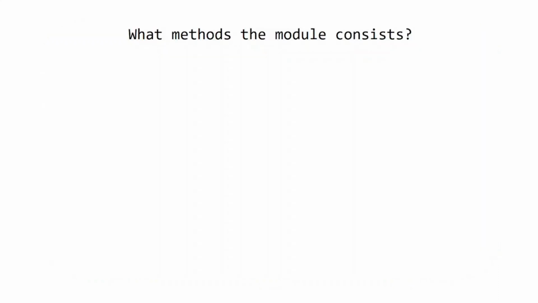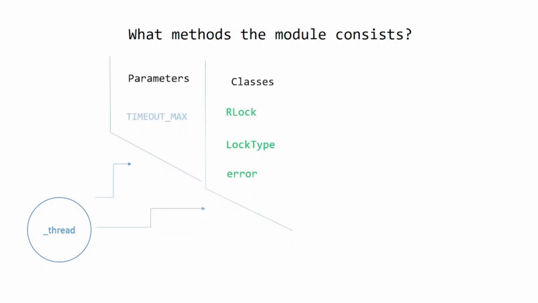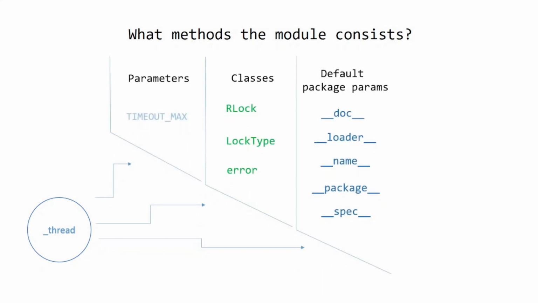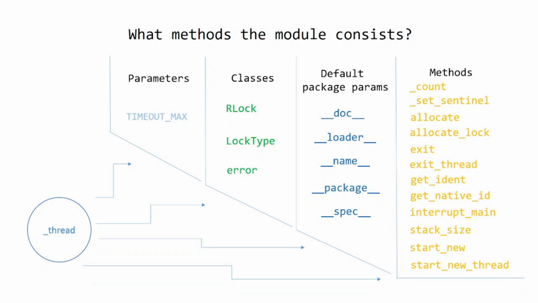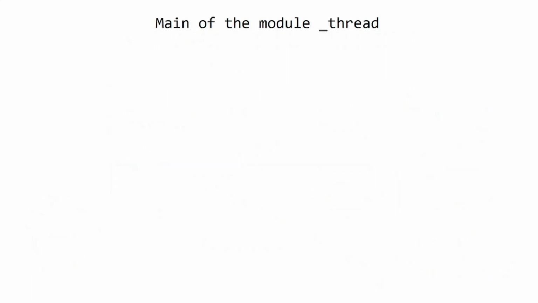What methods does the module consist of? If we call the built-in Python function dir, we see all methods of the module, parameters and classes. The module _thread consists of parameters, classes, default package parameters, and methods. Let's take a glance at the main ones.